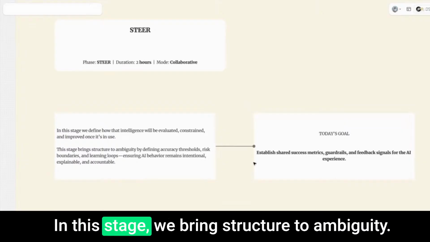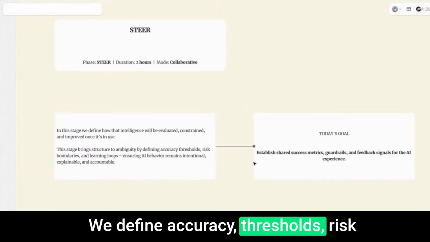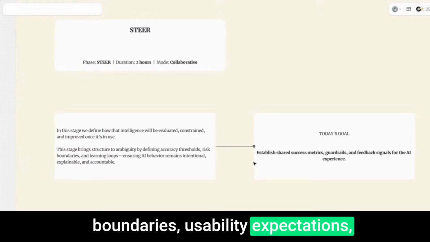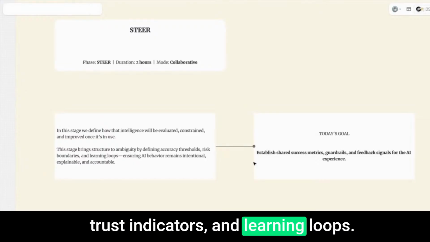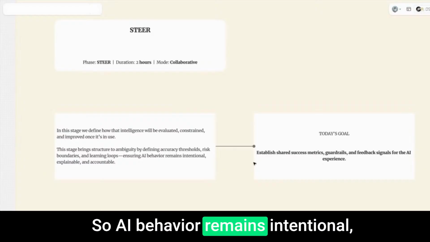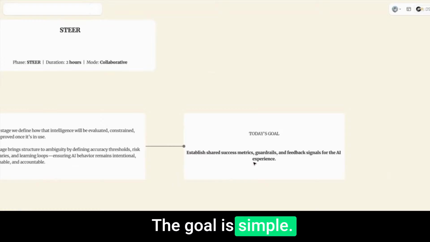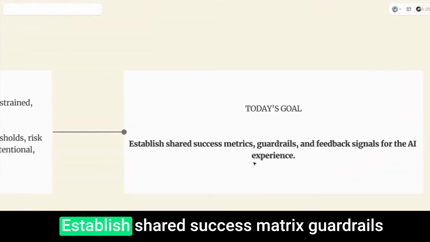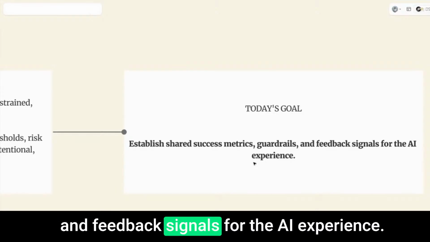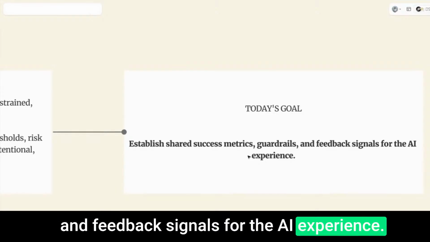In this stage, we bring structure to ambiguity. We define accuracy thresholds, risk boundaries, usability expectations, trust indicators, and learning loops. So AI behavior remains intentional, explainable, and accountable. The goal is simple: establish shared success metrics, guardrails, and feedback signals for the AI experience.